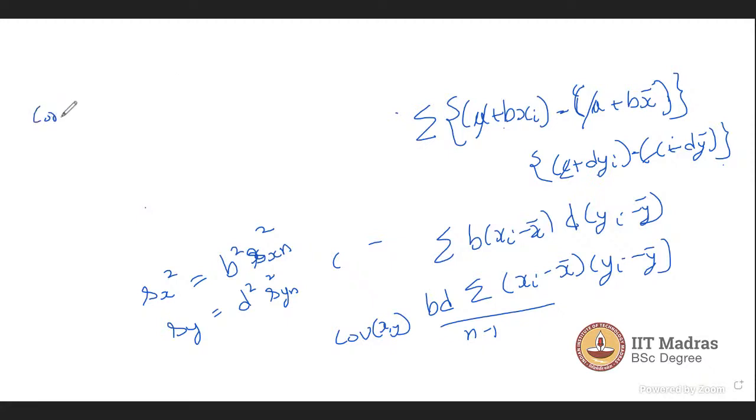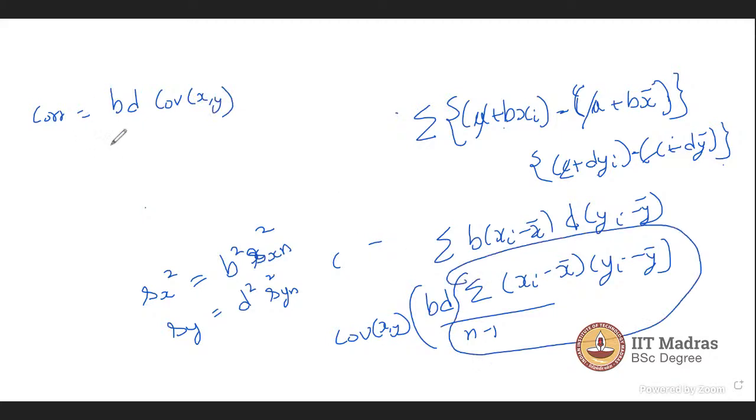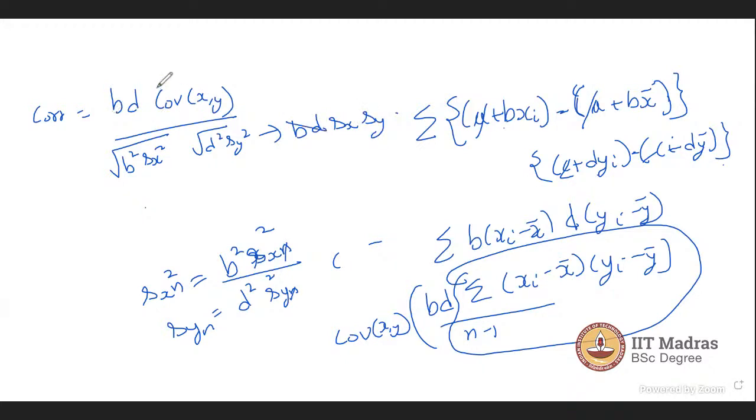Let's put it into the formula for correlation, which is covariance over standard deviations. My new covariance is b d times the old covariance, divided by the new standard deviations, b squared sx squared and d squared sy squared under roots, so b d times sx sy. This cancels out, so correlation is the same as previous. It doesn't get affected. Okay, sir. Thank you very much, sir.